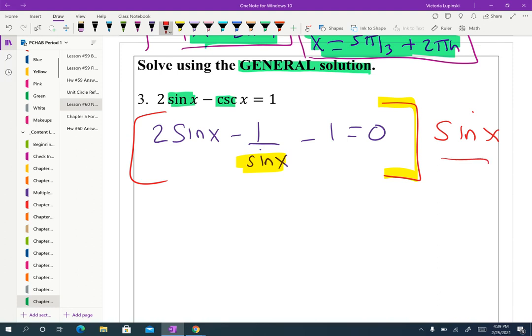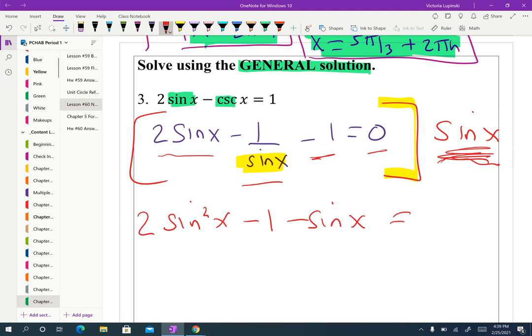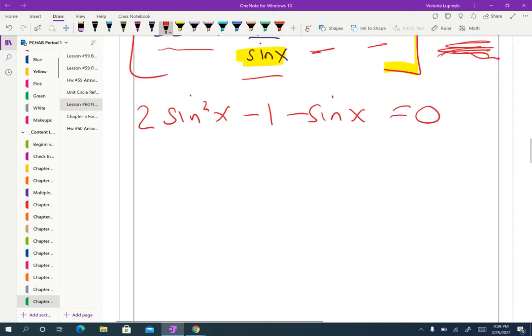When you multiply sine of x times 2 sine of x, that's going to give you 2 sine squared of x. When you multiply sine of x by negative 1 over sine, the sines are going to cancel, and you're just going to get a negative 1. When you multiply sine of x times negative 1, you're going to get a negative sine. And when you multiply sine of x times 0, the right side is going to remain a 0. This looks pretty good, except I'm just going to rewrite it in the order that I am used to.